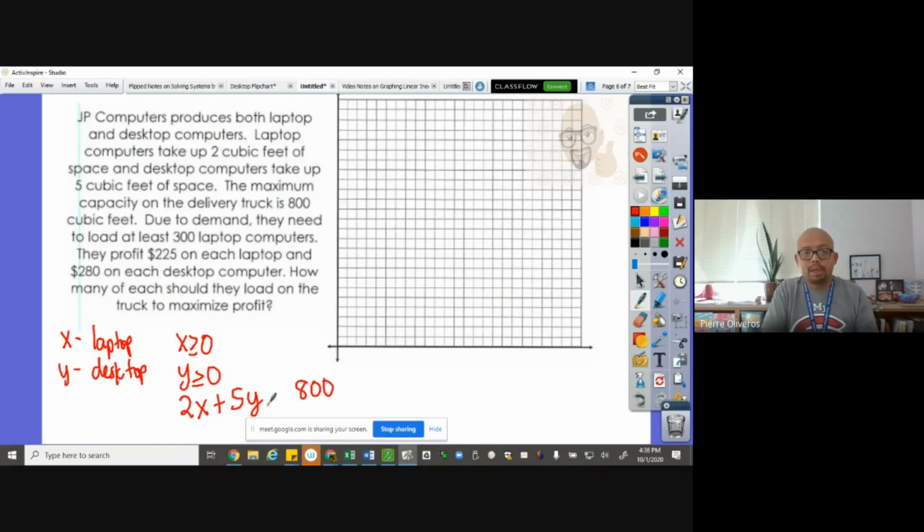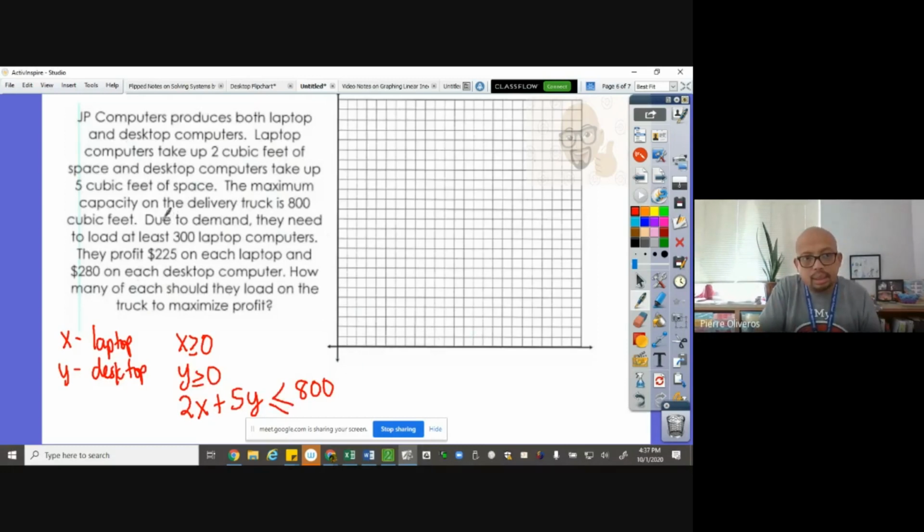So would it be greater than or less than? It has to be less than. It cannot be more than 800, because if the capacity for both computers is more than 800, it will not fit, right? So it has to be less than, and it could be equal to 800, right? So there you go. Okay.